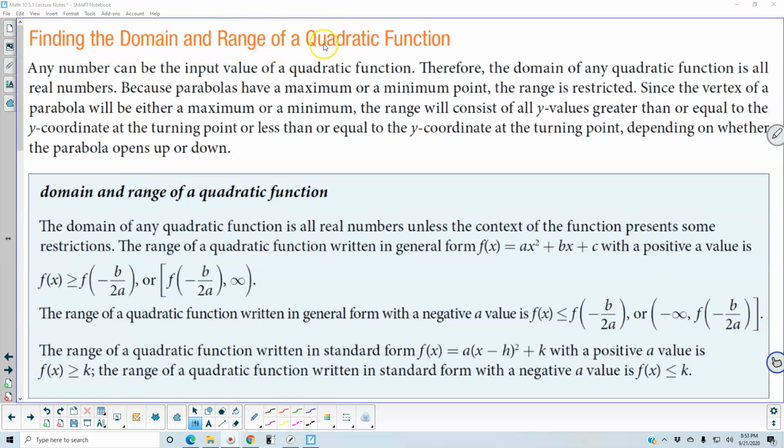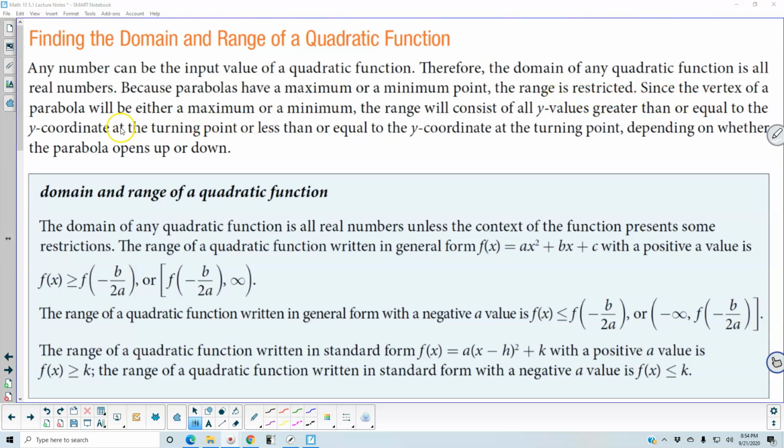Finding the domain and range of a quadratic function. Any number can be the input value of a quadratic function. Therefore, the domain of any quadratic function is all real numbers. Because parabolas have a maximum or a minimum point, the range is restricted.